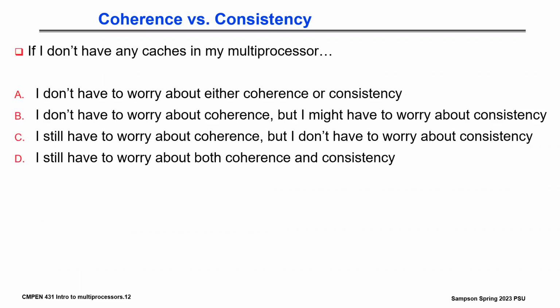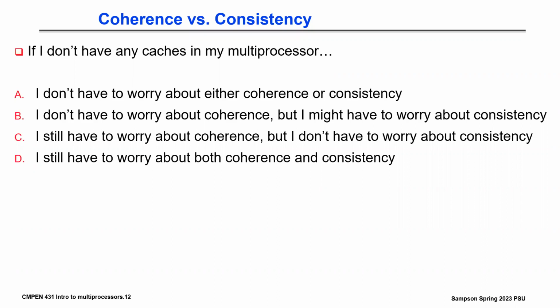If I don't have any caches, I don't have to worry about coherence or consistency. If only that were the case. No, not true. I still have to worry about coherence with no caches. Actually, also not true. If I only have memory, then there's only one copy. If there's only one copy, I don't have to worry about disagreement on what the value of the one copy is. So, no, that's not true.